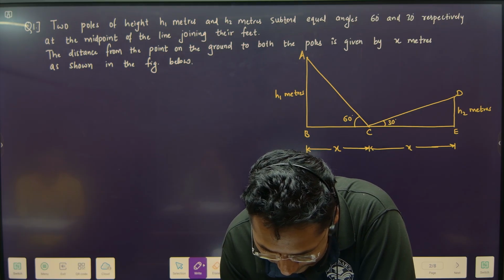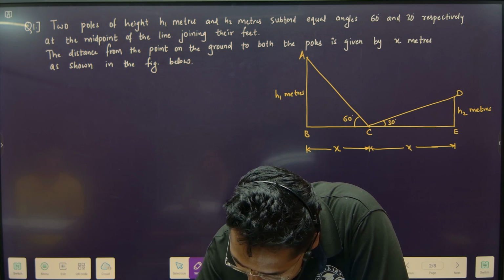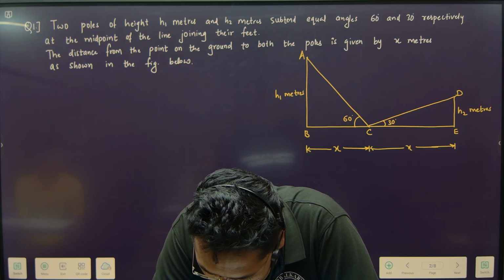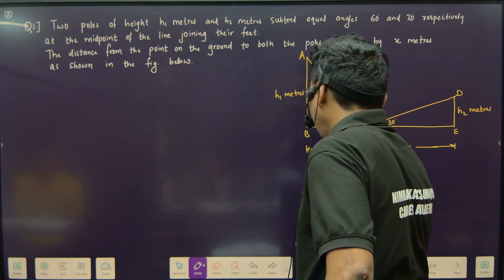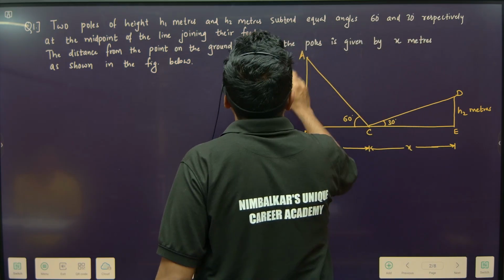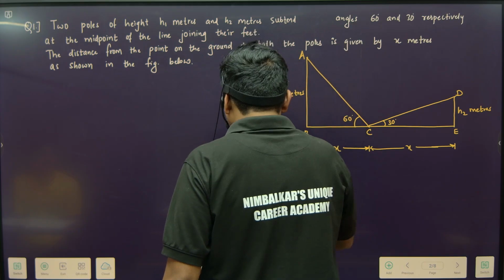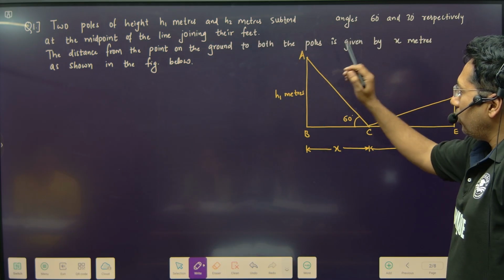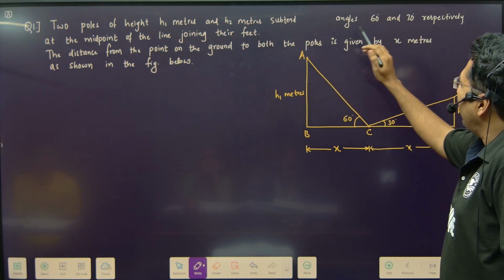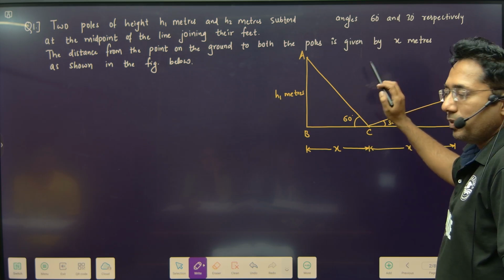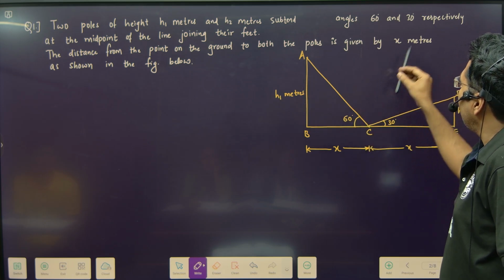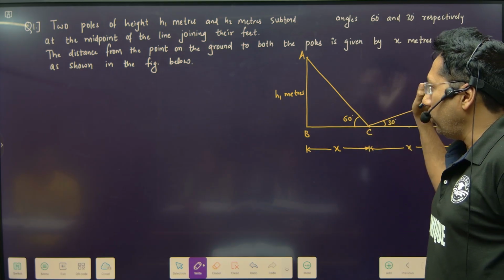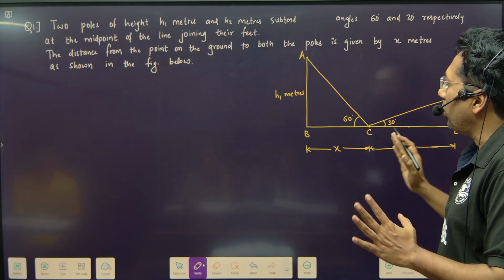Two poles of height h1 and h2 subtend angles 60 and 30, not equal. I have written this wrong, this word is not there. So there are two poles which are making angles 60° and 30° respectively. The first pole is making an angle of 60°, the second is making an angle of 30°. You need not worry about the diagram, it has already been given to you. This has been already drawn.